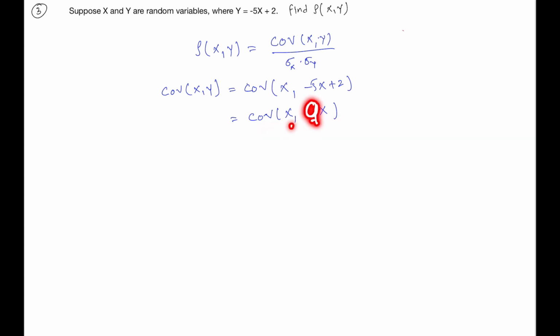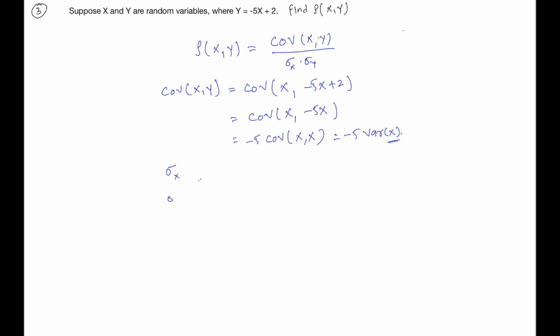So covariance of A times AX will be A times, so A is minus 5, covariance of x comma x. Again I have used the property, right? And now again using the property, covariance of x with itself is nothing but the variance of this random variable x. We have found this. Now we have to find the standard deviation of this random variable x and y. So let the standard deviation of this random variable x be sigma x.